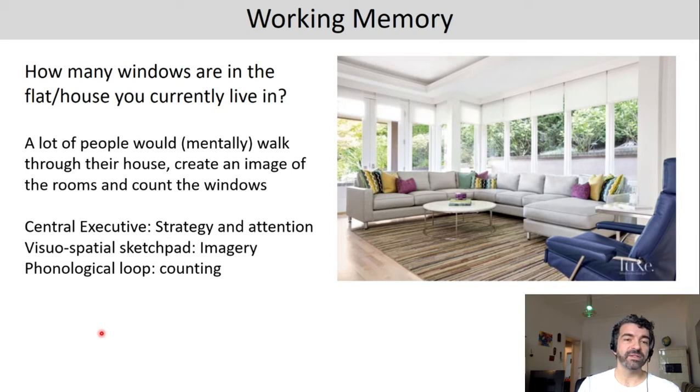The visual spatial sketchpad then is used for imagery. So you need a mental image of a wall of a room to be able to count the windows. And then the phonological loop would be used for the counting itself. So in order to keep track of the current number, you may constantly keep a number in mind and count up until you're done with the task.